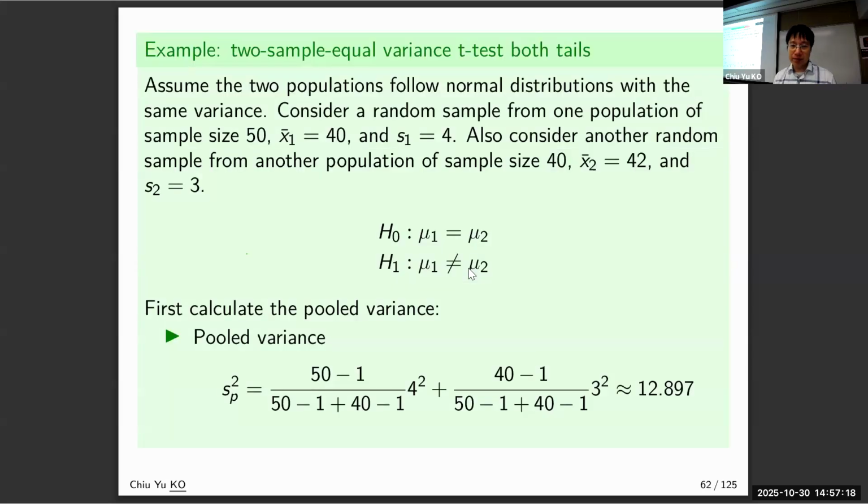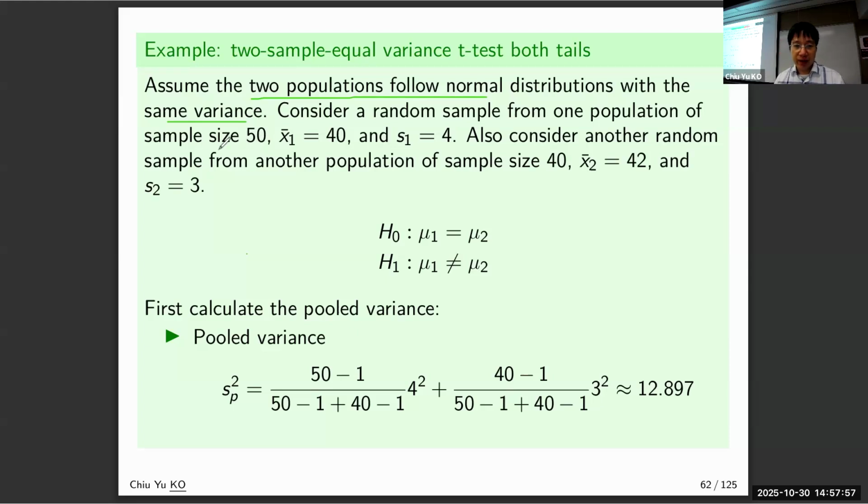Let me work out this example carefully and slowly so that you understand this, because once you know this, you know what's going on. There is a lot of stuff here, so I have to be a little bit more careful. So I have two populations. They follow normal, and we know that they have the same variance. Why? F-test later. But assume this is true.